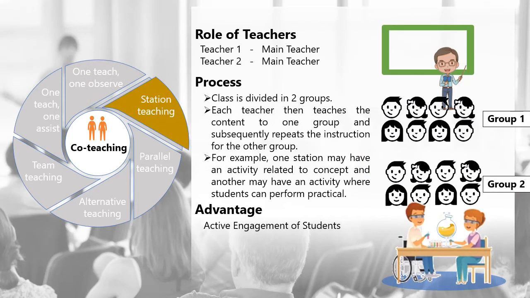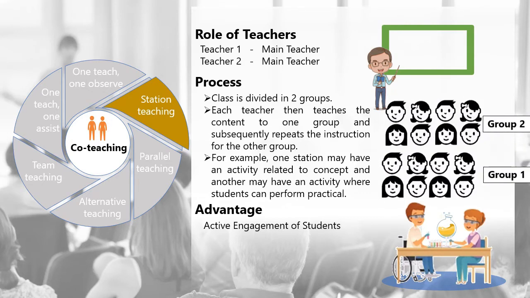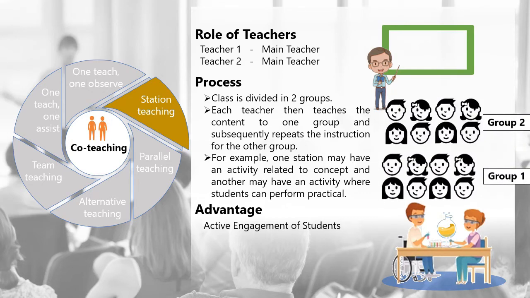The second type of co-teaching strategy is station teaching. Here, more than 1 teacher is involved. Say for example, if there are 2 teachers, both the teachers, that is, teacher 1 and teacher 2 would be in the role of main teacher. Their process would be: each teacher teaches the content to one group and subsequently repeats the instruction for the other group. For example, one station may have an activity related to a concept, and another may have an activity where students can perform practical. Advantage of station teaching is active engagement of students.